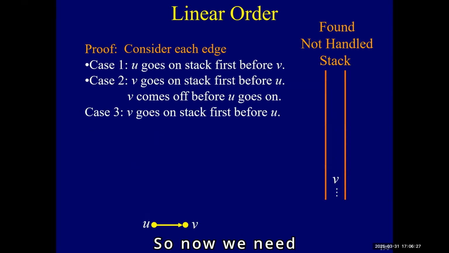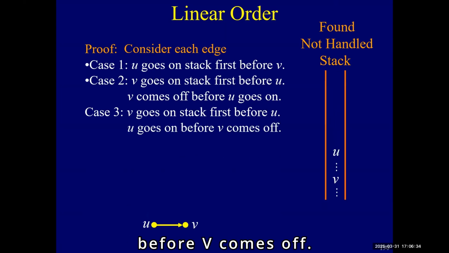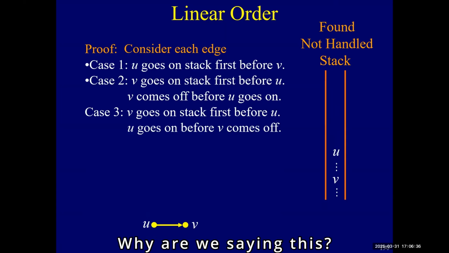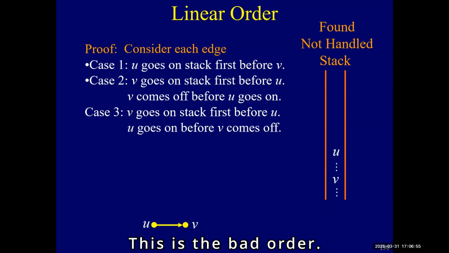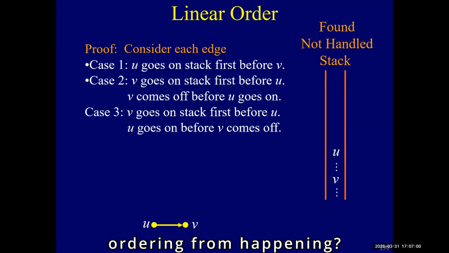All right, so now we need a third case. V goes on, and U goes on before V comes off. Why are we saying this? It's a case, right? We're considering all the cases. Everybody good? So this is the case. Now what's going to happen? U's going to come off, then V's going to come off, and they're in the wrong order. Everybody see this? This is the bad order. How do we keep this ordering from happening?